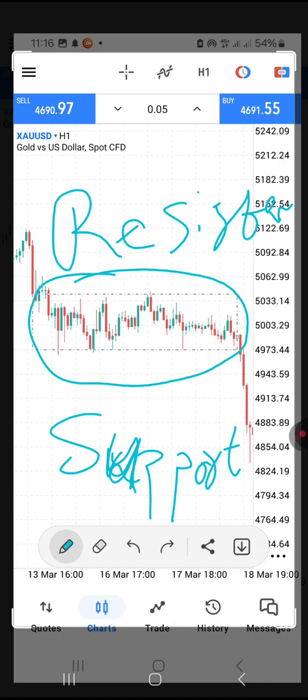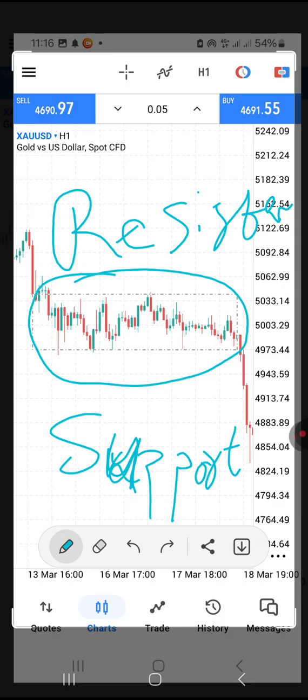ranging market is more like price is not making headway, no clear direction. The market keeps bouncing between support and resistance, which I used the floor and the ceiling. The floor is supporting you, the ceiling is resisting you. So price keeps going from the floor to the ceiling, back again to the floor, back again to the ceiling. So that's what we call a ranging market, and it is advised that you avoid such markets.